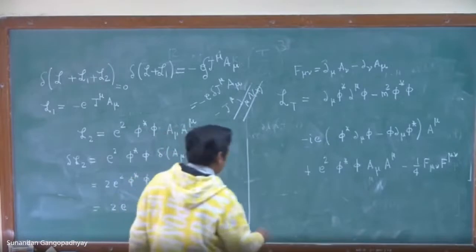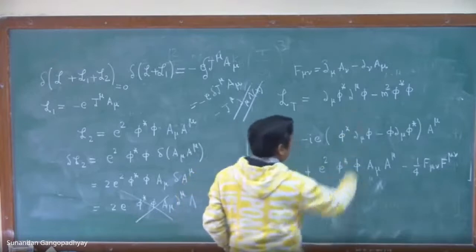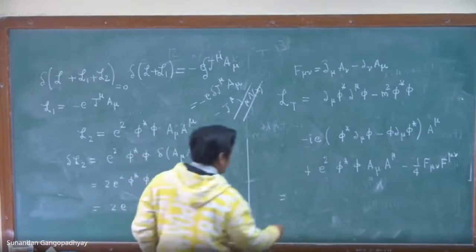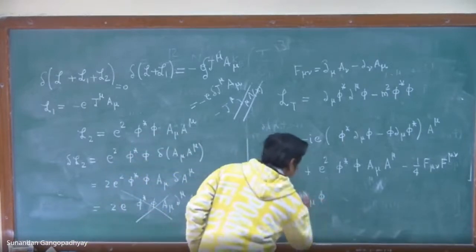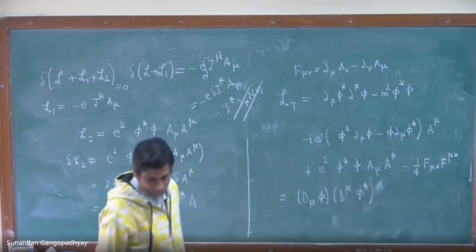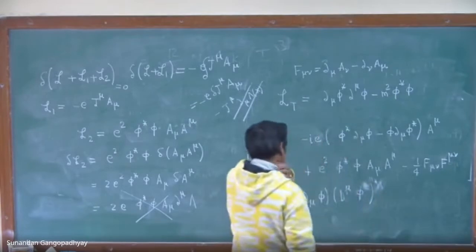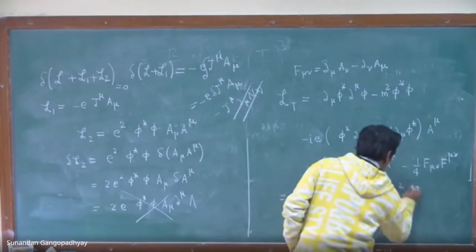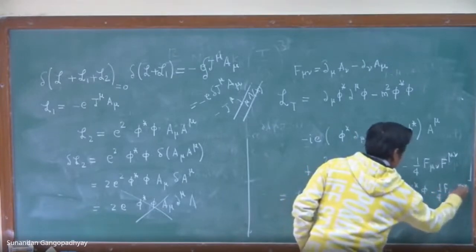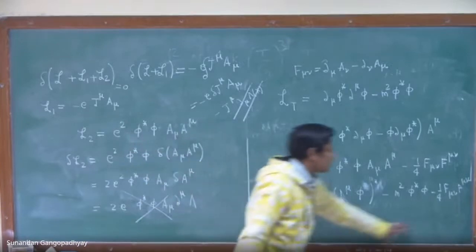And one more thing before I finish this, you can immediately see from here that you can combine these terms in the following way. You can combine it as D_μ φ* D^μ φ minus m² φ* φ minus the Maxwell term that we have already learned. So this is D_μ φ* D^μ φ, and m² is the mass term.